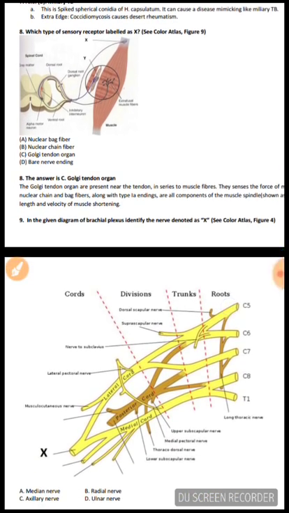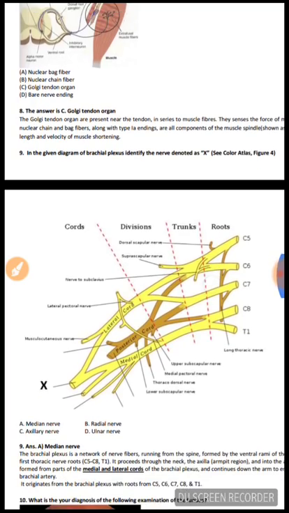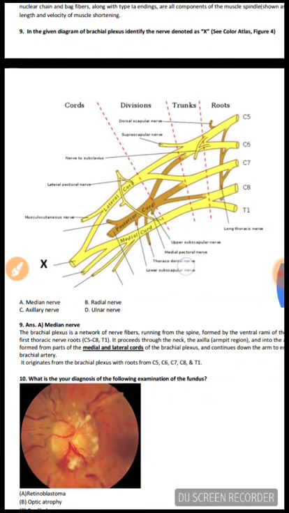Which type of sensory receptor is labeled as X? So see, another thing which people can ask is from your physiology, the different reflexes. What type of reflex is shown here? Monosynaptic, bisynaptic, and so on. And here it is the Golgi tendon organ which is being shown in a series of muscle fibers. So you must have a basic concept about this Golgi tendon organ, nuclear chain, nuclear bag fibers. Revise it from your physiology notes.